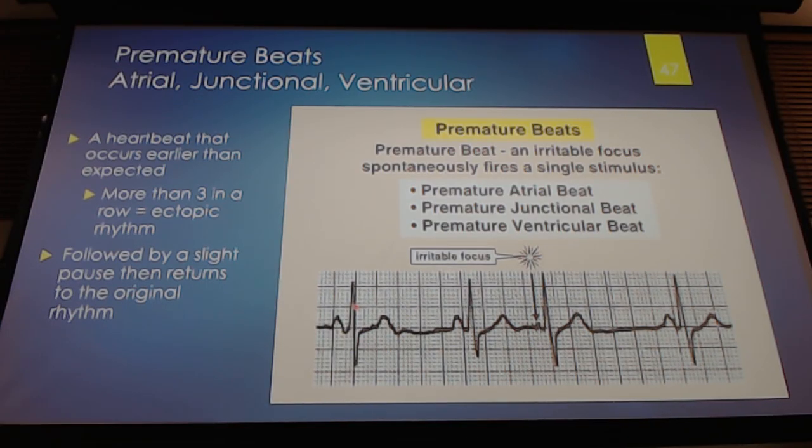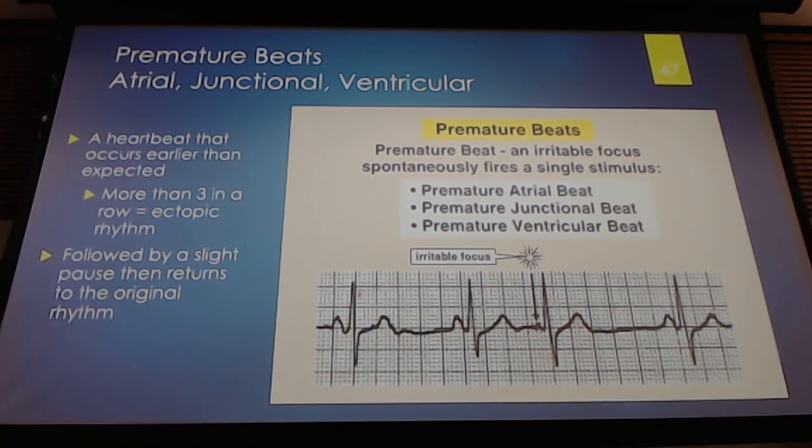If I say we have a premature ventricular beat, what is our QRS going to look like? Wide. P wave? Maybe inside that QRS. But wide QRS complex. Okay, wide QRS complex.